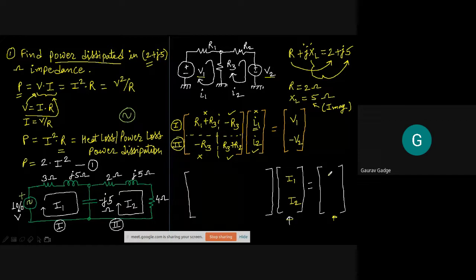So what should I write here? 10 angle 0, because here that angle is given, it means it is a AC supply. Okay, then यहाँ पर 0. Why 0? No voltage source present in loop 2, therefore it is 0.